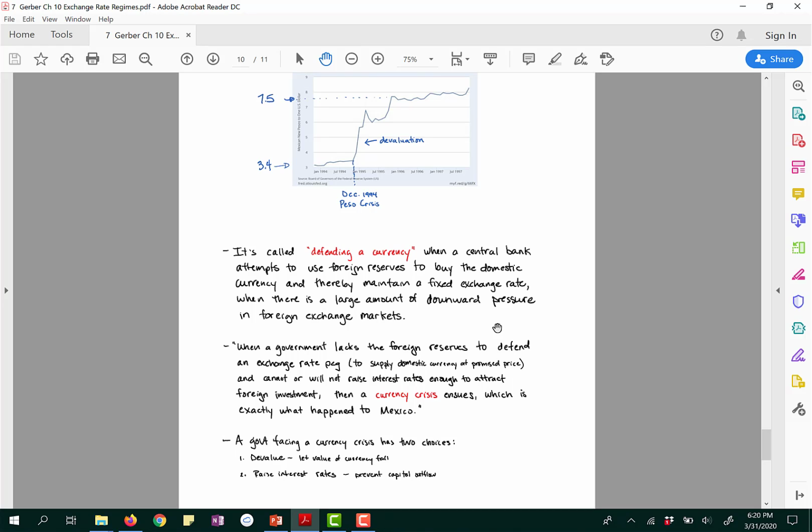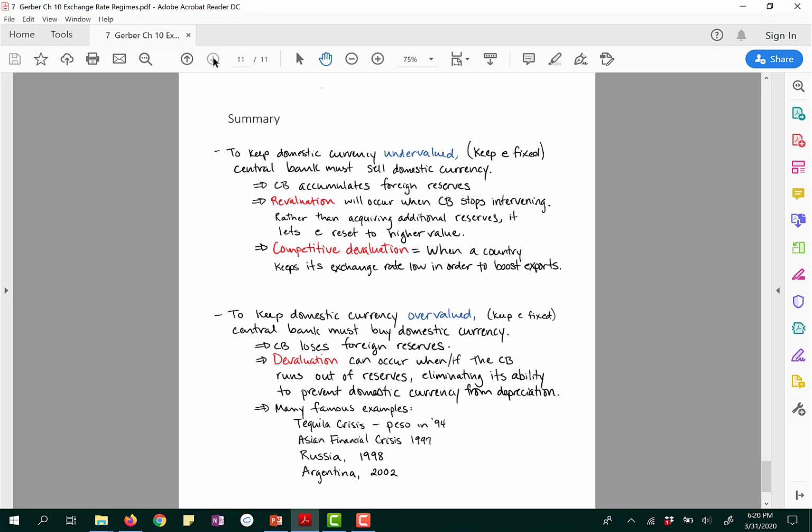Here's a quote I got from a nice movie about the tequila crisis. I meant to put the source, and I apparently forgot. At any rate, when a government lacks the foreign reserves to defend an exchange rate peg, and they cannot or will not raise interest rates enough to attract foreign investment, then a currency crisis ensues, which is exactly what happened to Mexico. In Chapter 12, we will discuss currency crises further.